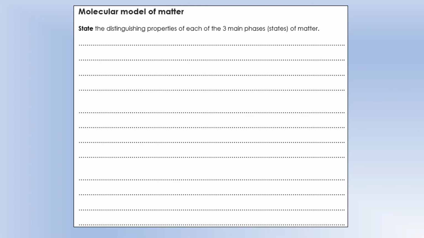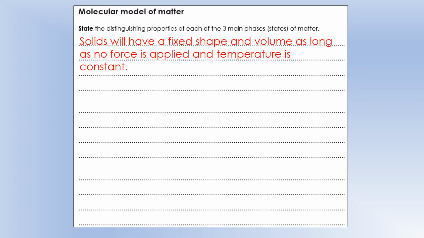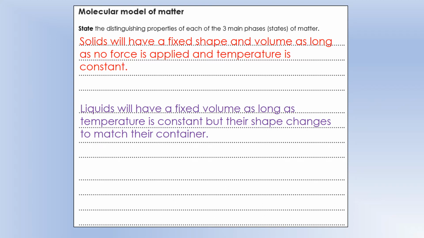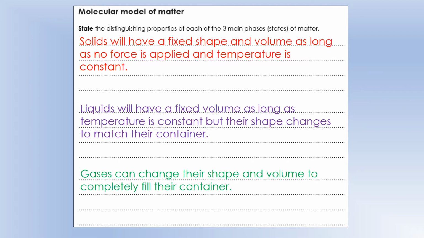Okay, so moving on to the molecular model of matter. State the distinguishing properties of each of the three main phases of matter. Solids have a fixed shape and volume as long as no force is applied and temperature is constant. Liquids have a fixed volume, but their shape can change to match the shape of the container. Gases can change either their shape or their volume to make sure they completely fill a container.